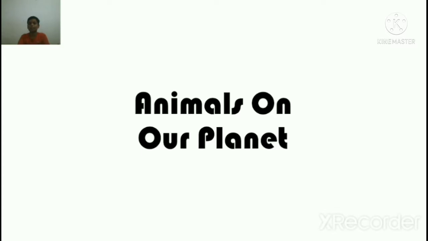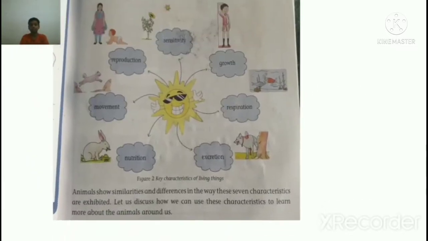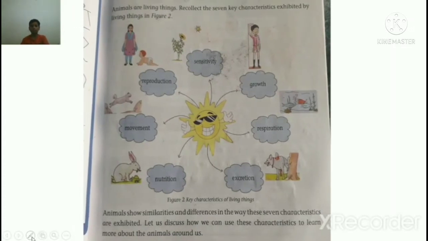So this chapter's name is Animals on Our Planet. In this chapter we are going to learn about animals. First we are going to learn about 7 key characteristics exhibited by living things. First, sensitivity. Second, growth. Third, respiration. Fourth, excretion. Fifth, nutrition. Sixth, movement. Seventh, reproduction.